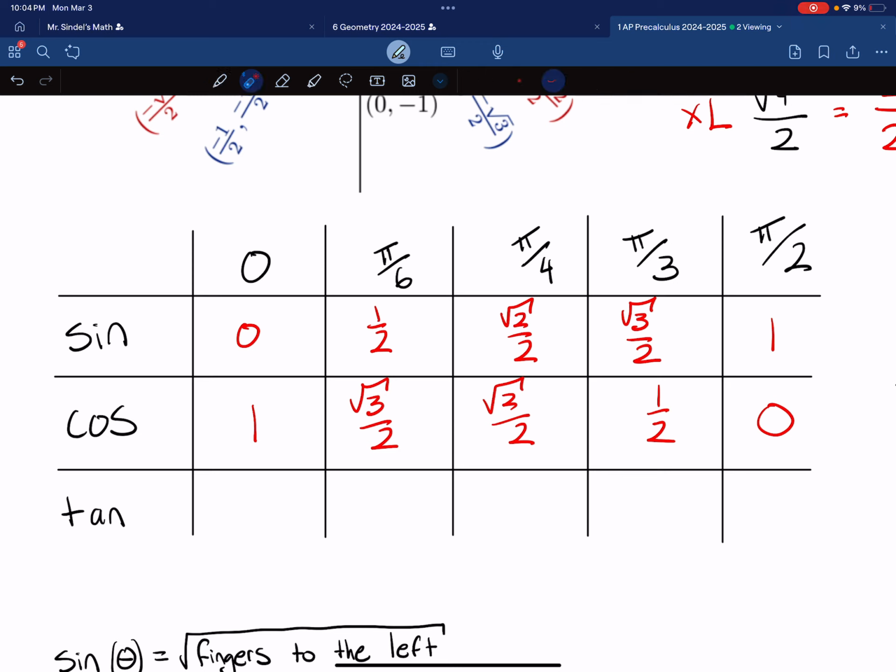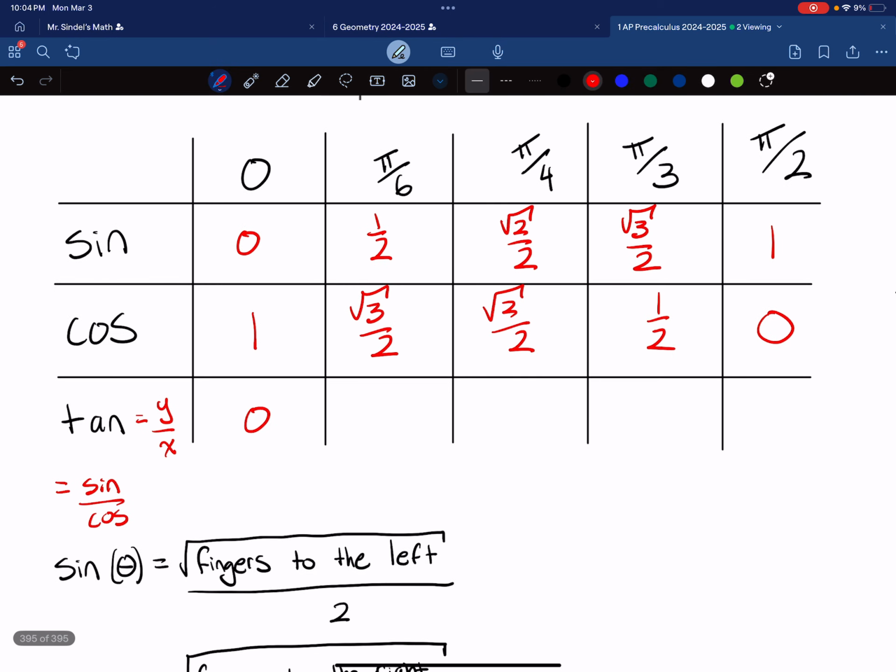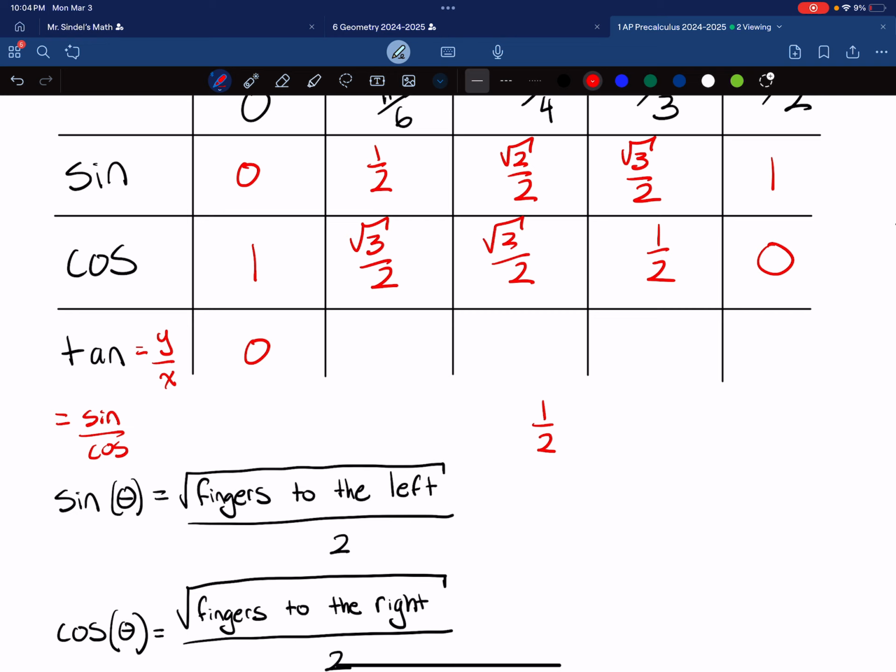And tangent, as I mentioned before, is the y over the x. It is the y over the x, which is the same thing as saying it's the sine over the cosine. So if I'm doing sine divided by cosine, if I'm doing 0 divided by 1, 0 divided by 1 is 0. If I have 1/2 divided by square root of 3 over 2, again, I've said out loud that the 2's will cross cancel. I want to show why that happens really quickly. So if I have 1/2 and I divide it by the square root of 3 over 2, whenever we have fractions that are being divided, I'm going to keep it, change it, flip it.